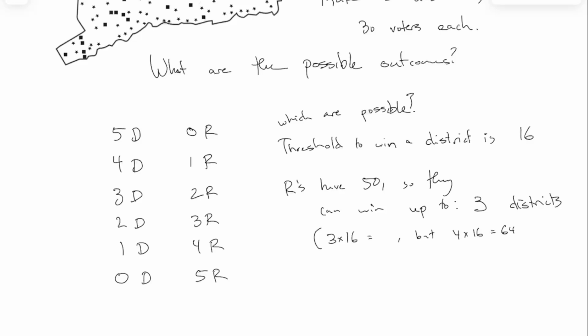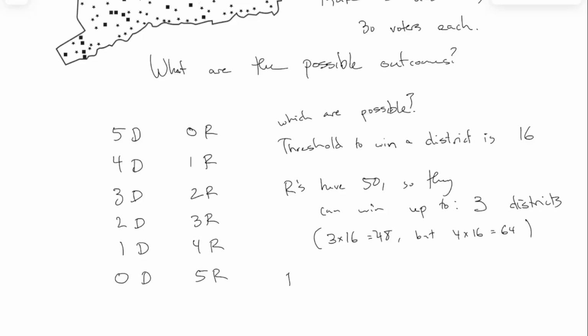That's 2 times 16, which is 48. All right. On our test, I would give you, this is kind of annoying to multiply by 16, I'd give you smaller numbers probably. All right, so the R's can win up to 3 districts. It is not possible for them to win more than 3.